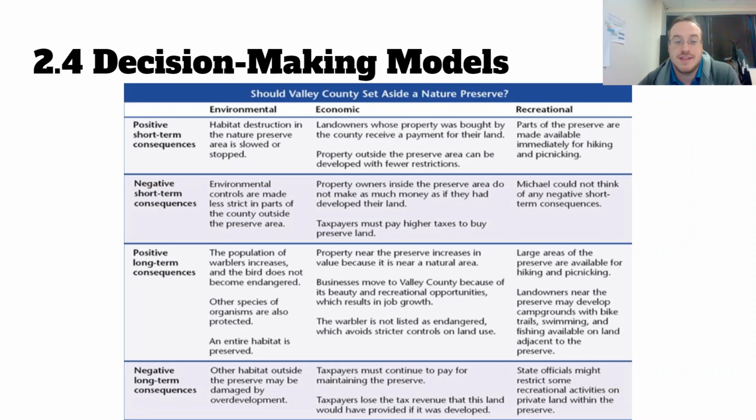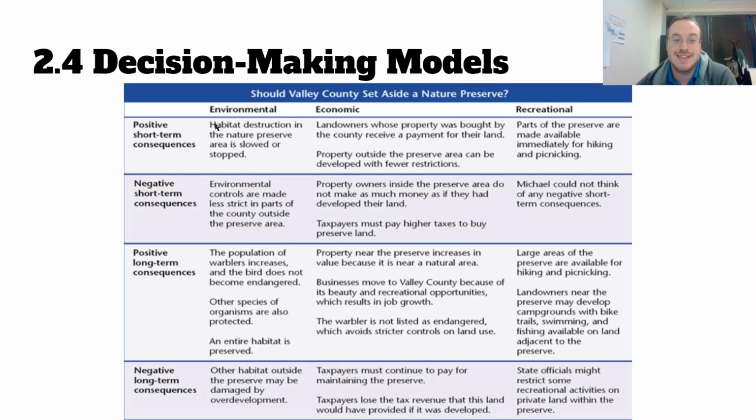So negative short-term consequences for the environmental values. So negative is bad things, right? So environmental controls are made less strict in parts of the county outside the preserve area. So because the county believes that they are doing some big environmental good with the nature preserve, they will allow other areas of the county to be a little bit more lax. And we can see that these two mirror each other, right? So this one mirrors this one. They are opposites.